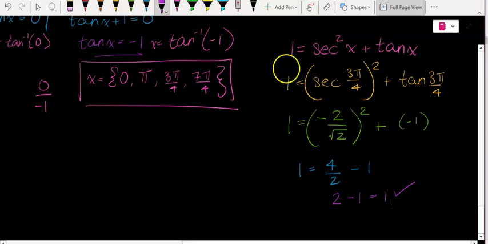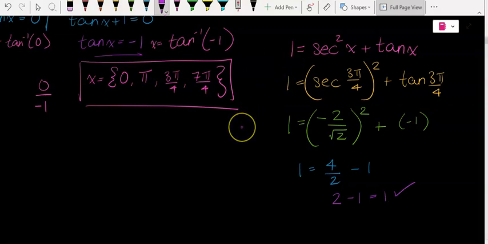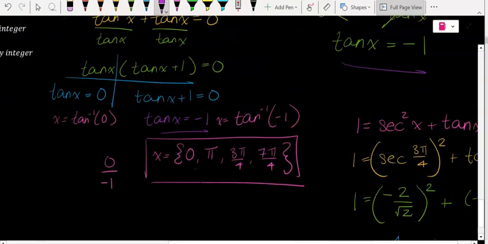So if I had done it the other way, I would have completely eliminated that 3 pi over 4 and that 7 pi over 4 as answers. And as you can see right here, they are in fact answers. So do not leave those out.